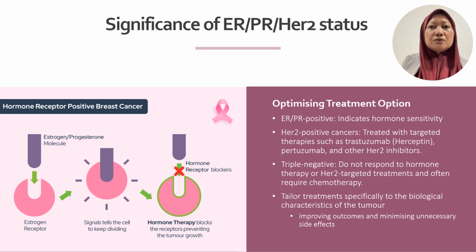Triple-negative breast cancer, which lacks all these three receptors, that's why we call it triple-negative, does not respond to hormone therapy or HER2 targeted treatments. As a result, it often requires chemotherapy, which remains the most effective option for these aggressive tumors. By tailoring treatment to the unique biological profile of each tumor, we can not only improve patient outcomes but also minimize unnecessary side effects, providing a more personalized and effective approach to breast cancer.